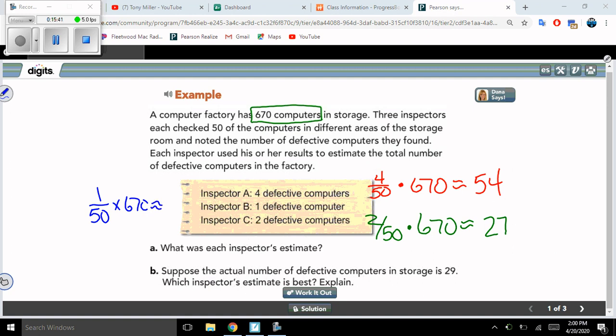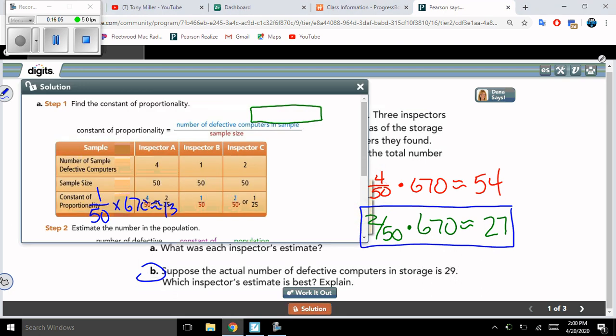It's going to be about 13 computers. So that's basically what each of their estimates were. Take a look at question B. Suppose the actual number of defective computers in the storage is 29. Which inspector's estimate is the best? Obviously, that would mean that you would think this one right here has the best estimate. Okay, so we're saying it's Inspector C, right?